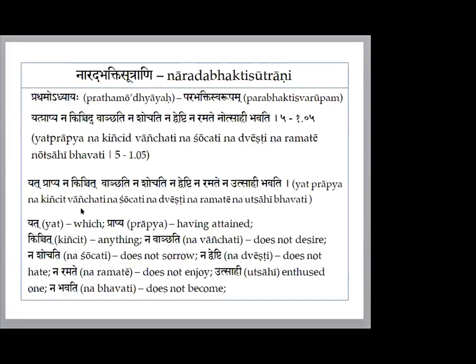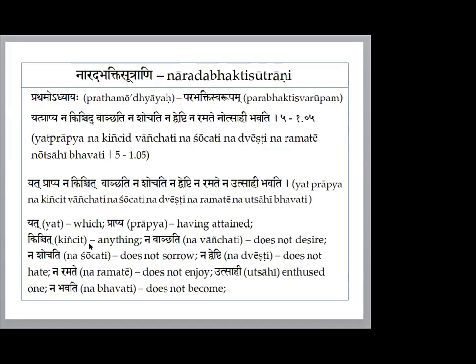We'll look at the sandhi split. The first one, yat prapya, actually there is sandhi, but no changes in any sound. Yat and prapya become yat prapya. It's just that they're put together as one. No other change due to sandhi. Yat prapya na kinchit. In kinchit, the t has become d because of sandhi. That's the only change. Vanchati, na sochati, no changes. Na dveshti, no change. Na ramate, no change. Notsahi is made up of na utsahi. Na plus u becomes no. A and u becomes o. So na and u becomes no. Notsahi. That's the only other sandhi. So if it's split, it's na utsahi bhavati.